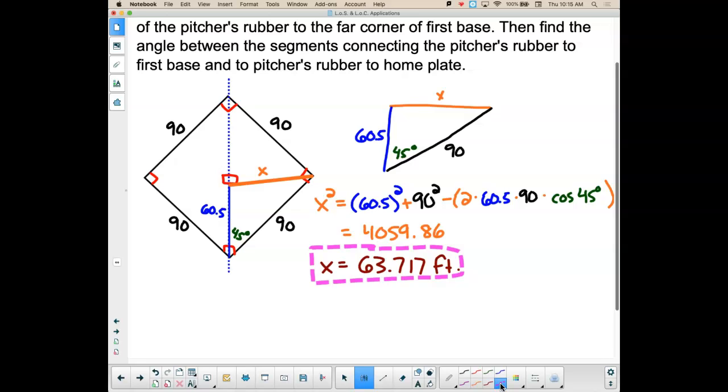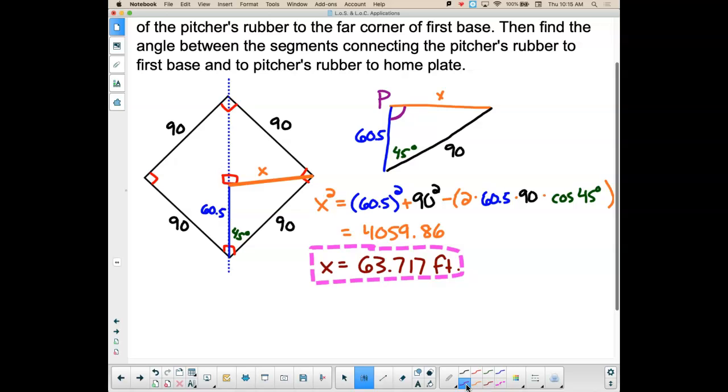Then it went on to ask, find the angle between the segments connecting the pitcher's rubber to first base and the pitcher's rubber to home plate. Let's call this angle P because it's the pitcher's rubber. So we want to find angle P. Now, it looks to be a right angle. We just found that it wasn't, but it could be obtuse. Possibly, yes.